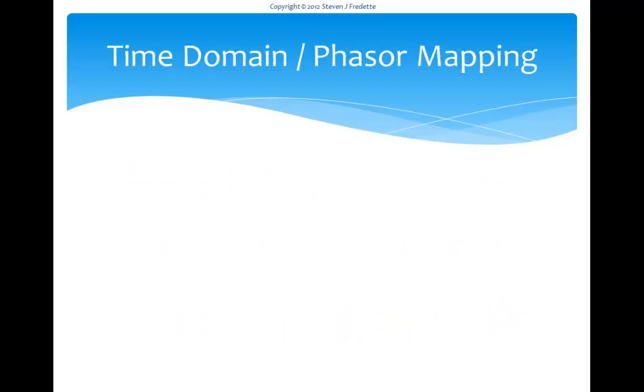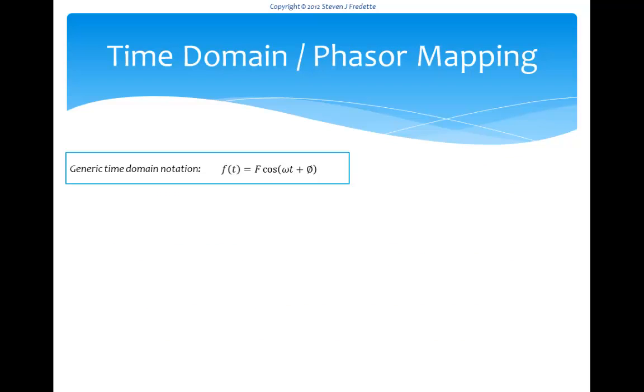So how do you map between the time domain and the phasor? So coming back to the generic form from a previous slide, the function f of t equals a magnitude and phase of a cosine function.